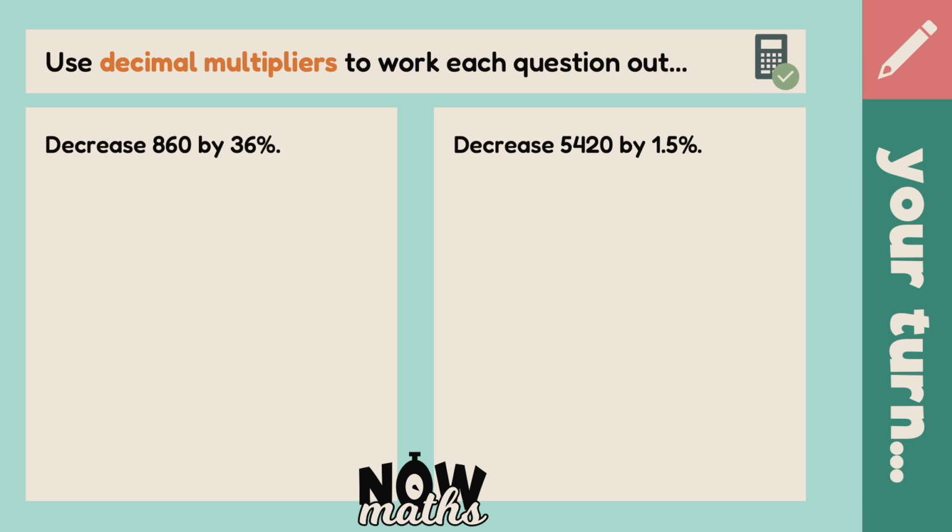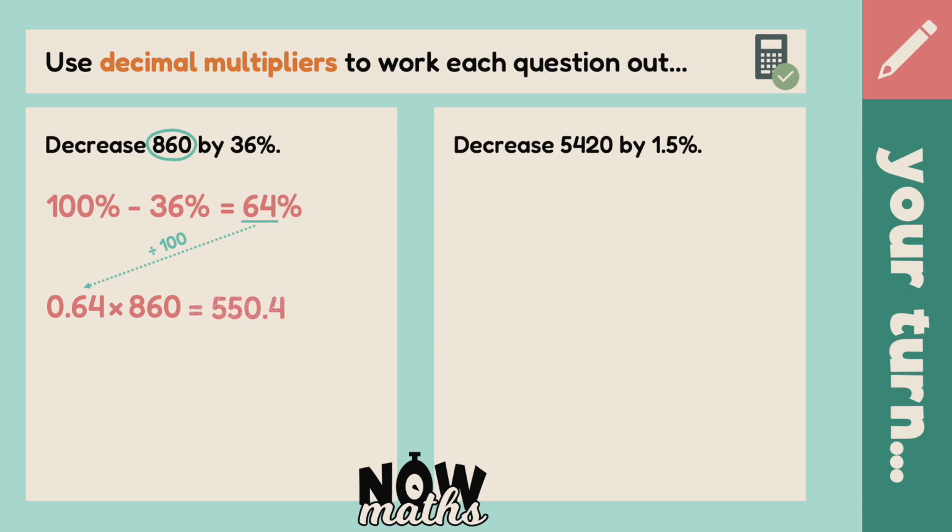So for the question on the left, we're decreasing by 36%. So if we're starting with 100%, we need to subtract 36% to give us 64%. Now 64% as a decimal is 0.64. So to decrease 860 by 36%, we multiply 0.64 by 860 to give us 550.4.